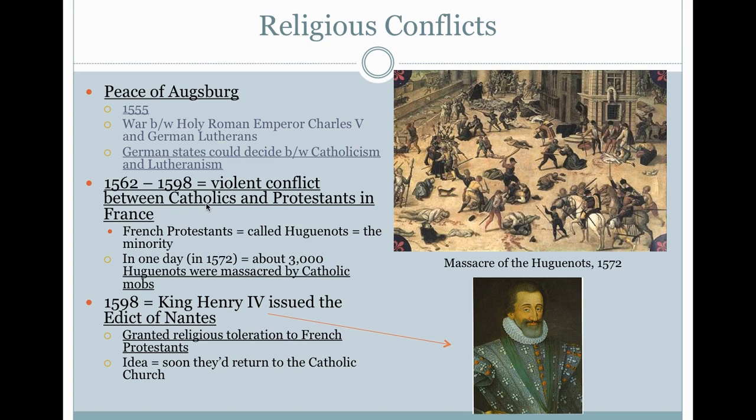1562 to 1598, there are a series of violent conflicts in France between Catholics and Protestants. The Huguenots are under attack because they're the Protestants. Remember, they're followers of Calvinism. They are the minority. For example, in one day, about 3,000 of them were massacred by Catholic mobs. So it was very violent. Here's a picture of it.